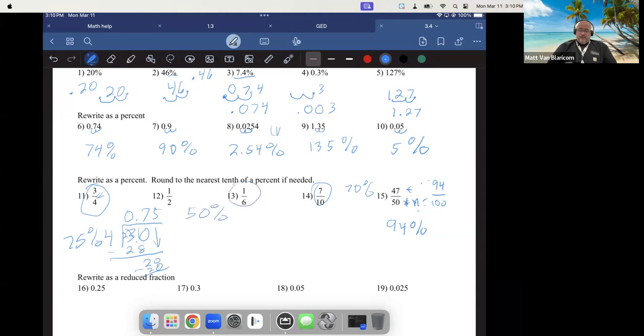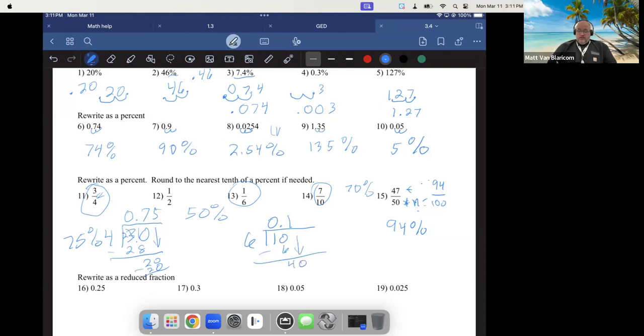Here, I may not see it so well. So we can always do our division. 1 divided by 6. 6 will go into 1 0 times. Put our dot here. 6 will go into 10 one time. 1 times 6 is 6. Draw that line, change the sign. 10 minus 6 is 4.